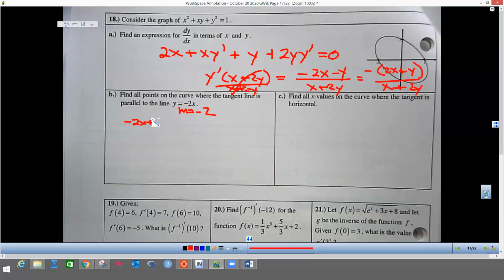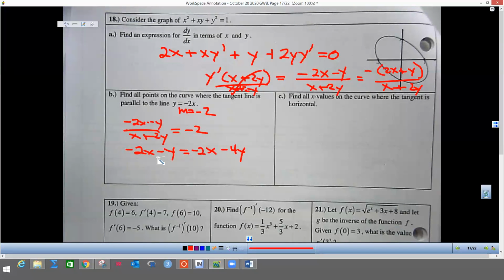Oops, that's minus y. Okay, and then I need to multiply that over. So I'm going to get -2x minus y is going to equal -2. And I'm going to go ahead and distribute this to both these. That'd be -2x minus 4y.